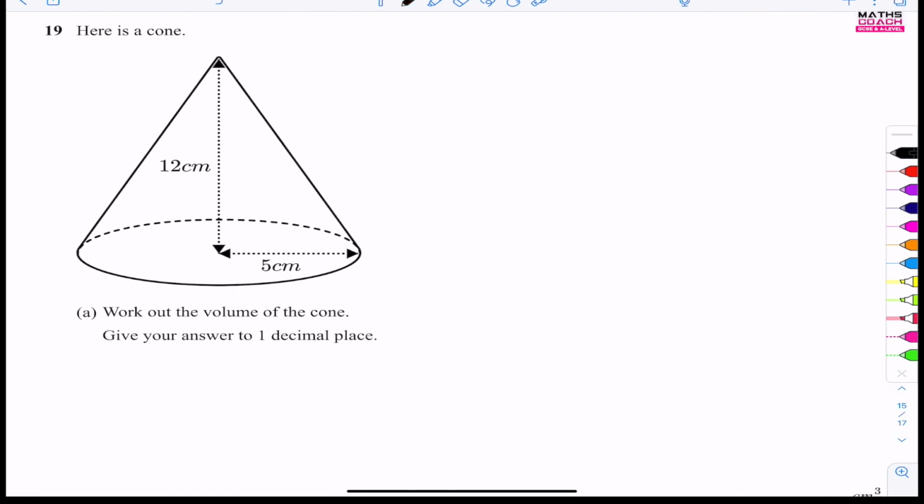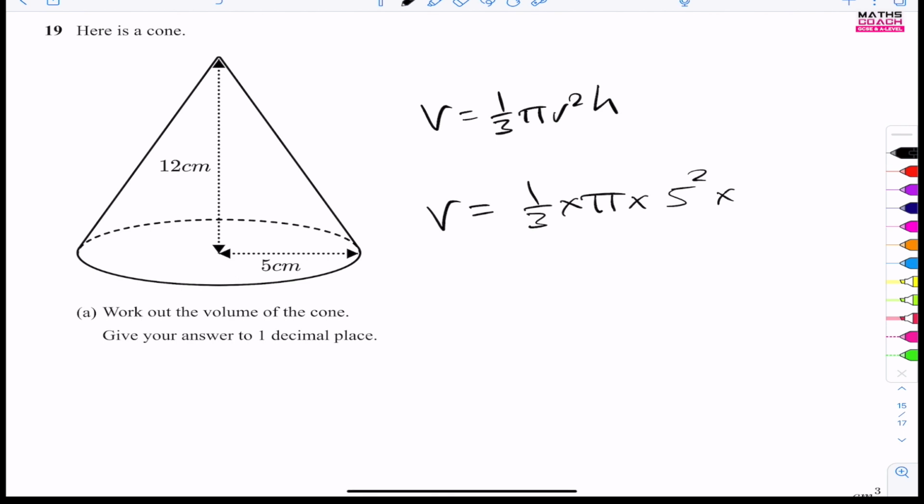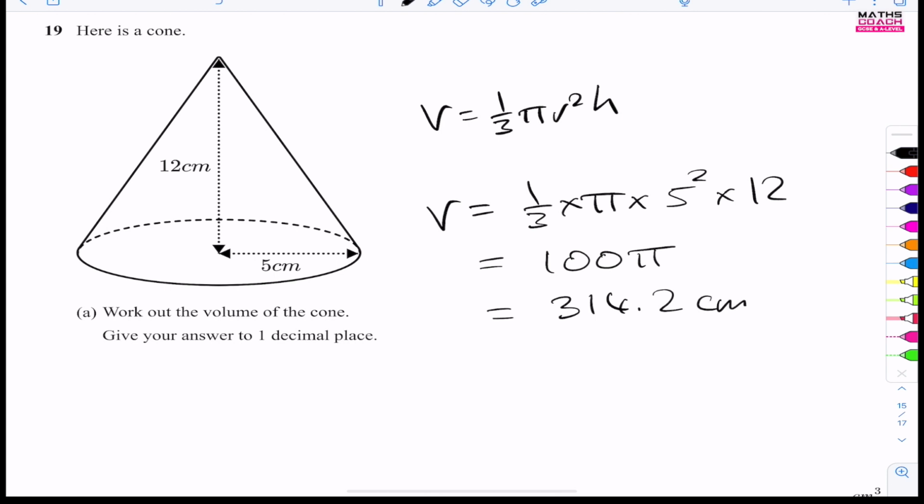So the volume of the cone formula is 1/3 pi r squared h. So we just need to substitute our values. So V is equal to 1/3 times pi. Our radius is 5, so 5 squared. Our height is 12. So we can knock this into our calculator and we get 100 pi, or we can use this in decimal form, which is 314.2 centimeters cubed. And of course, this is also in cubed as well. So either of those answers are fine.